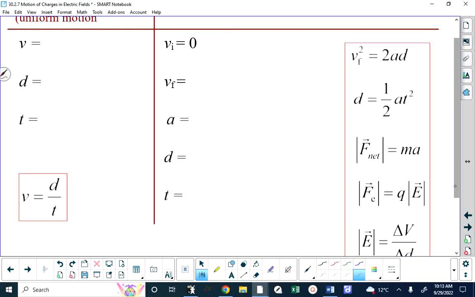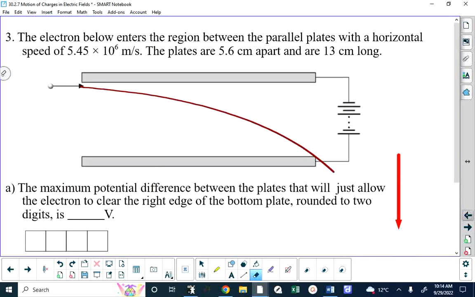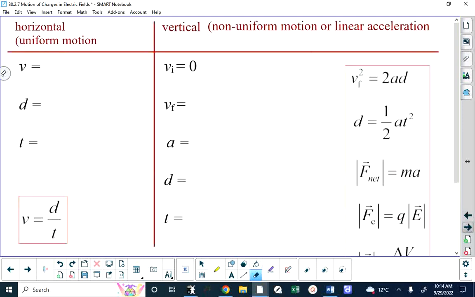Notice that what I've done here is I've put two kinematics formulas up here because there is no vertical velocity to begin with. That VI here is under the vertical column. And when you look at the original path of the particle, it's moving horizontally. There's no vertical motion to begin with. Are you with me on that? This will always be VI equals 0 in the vertical side.